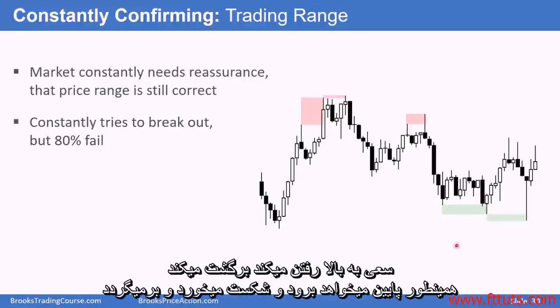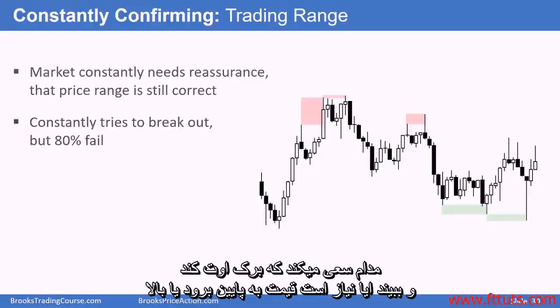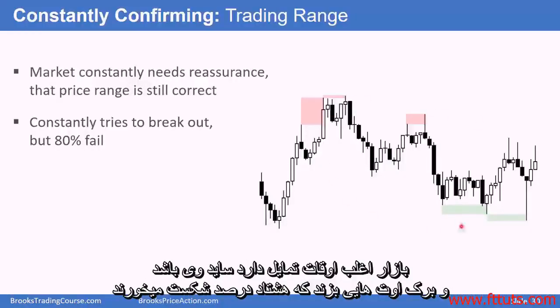Maybe the fair price is down here, so let's try to get there. Cannot get there. Sellers stop, buyers get aggressive. Tries to go down, fails, tries to go down, fails. So it's constantly trying to break out. It's constantly trying to see if maybe the price needs to go lower, maybe it needs to go higher. And it spends most of the time going sideways, with 80% of breakout attempts up and down failing.